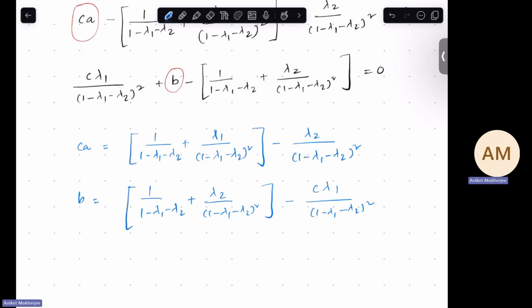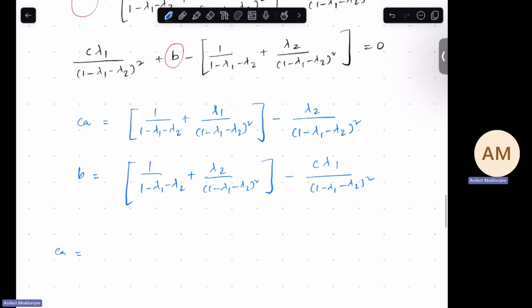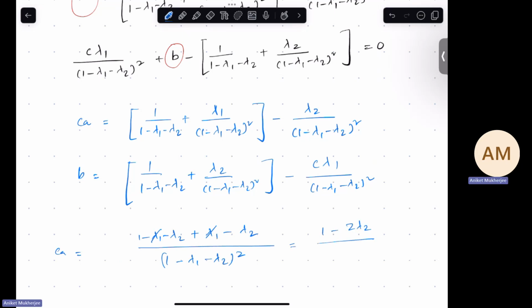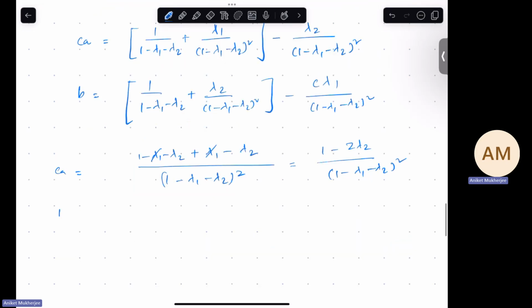As you can see here, in both the cases, 1 minus lambda 1 minus lambda 2 is common. So, 1 minus lambda 1 minus lambda 2 plus lambda 1 minus lambda 2, lambda 1 cancels, and you have 1 minus 2 lambda 2 by 1 minus lambda 1 minus lambda 2 whole square. Similarly, B is equal to, so the same thing here, 1 minus lambda 1 minus lambda 2 whole square.